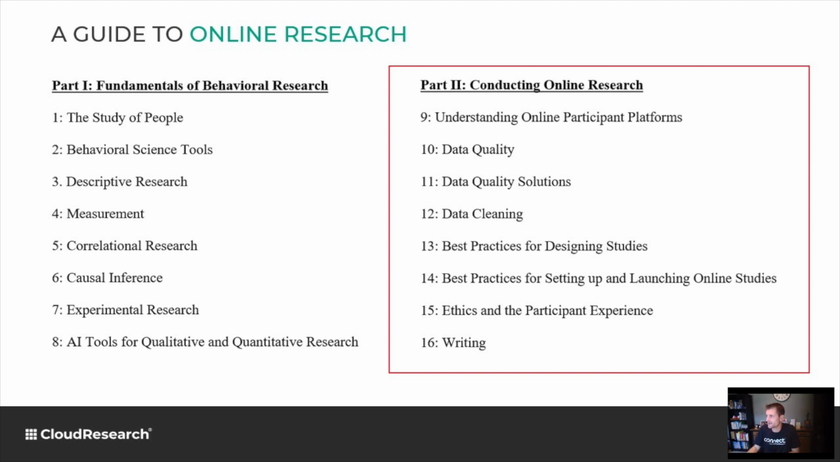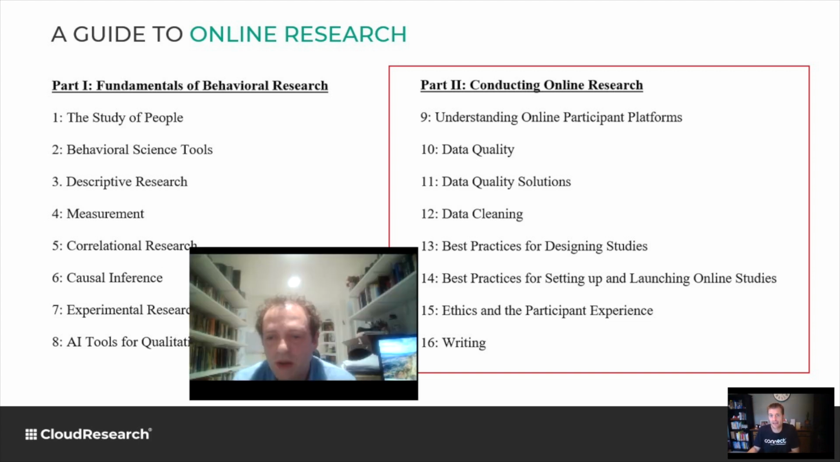Then the book has best practices for designing online surveys and experiments. It shows the best practices for setting up and launching online studies. In the chapter on ethics, there's guidance and examples of writing IRB applications specifically for online research. And part 2 ends with advice on writing research reports.